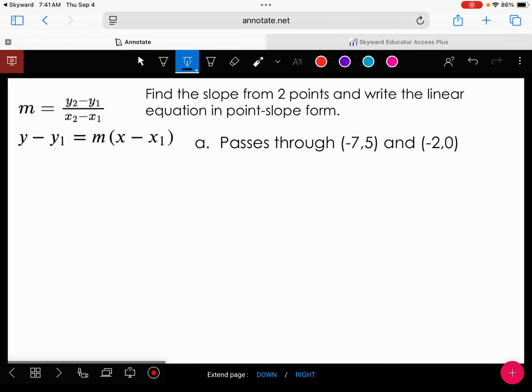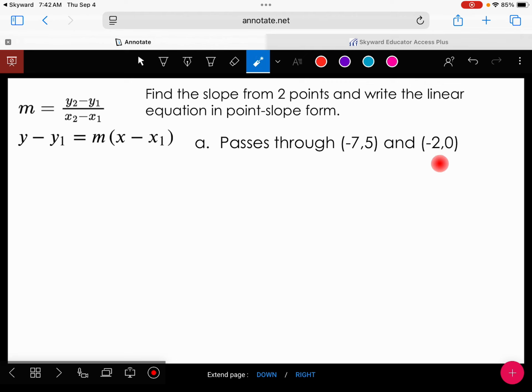Okay, so here's part A, and I know there's not super tons of space right there. If you need to use some of the example portions, that's okay. There we go. All right, so we want to find the slope, and we want to write an equation in point slope form that goes through these 2 points. So we need to find our slope, and then we're going to write an equation.